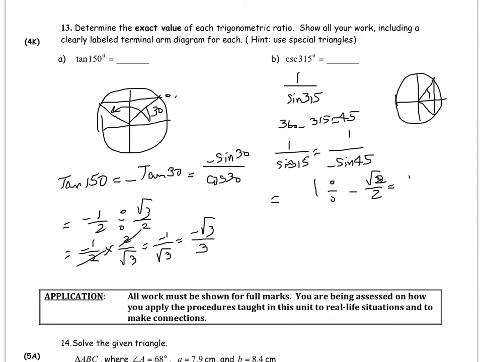So this is 1 times negative 2 over square root of 2, which is going to be negative 2 square root of 2 over square root of 2 times square root of 2. I'm just rationalizing the denominator. Square root of 2 times square root of 2 is 2, goes with this 2. So the answer is negative square root of 2.